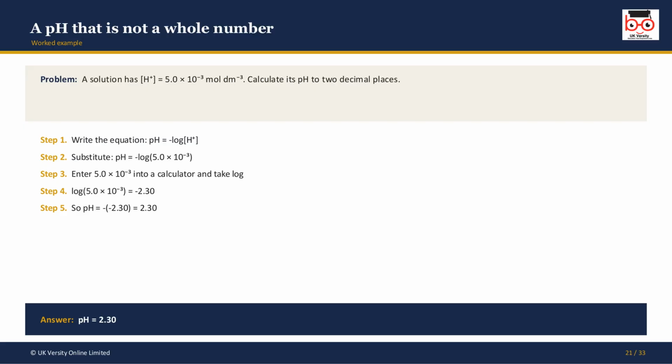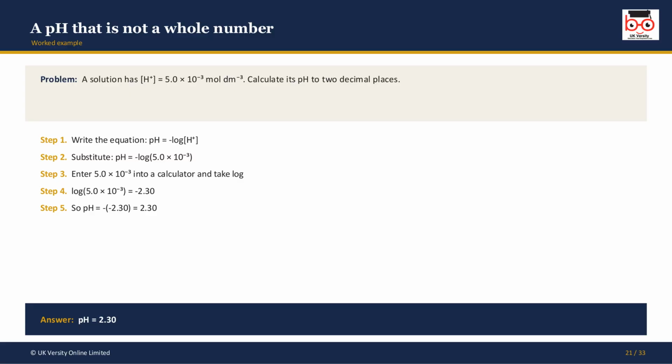Real pH values aren't always whole numbers, so let's do one that isn't. The hydrogen ion concentration is 5.0 times 10 to the minus 3 moles per cubic decimeter, and we want the pH to 2 decimal places. From pH equals minus log of the concentration, we take the log of 5.0 times 10 to the minus 3, which a calculator gives as minus 2.30.